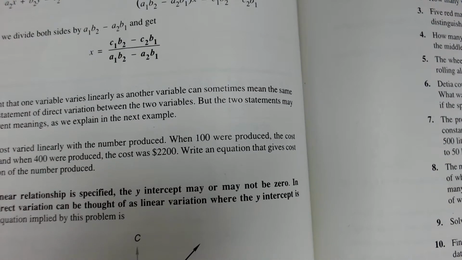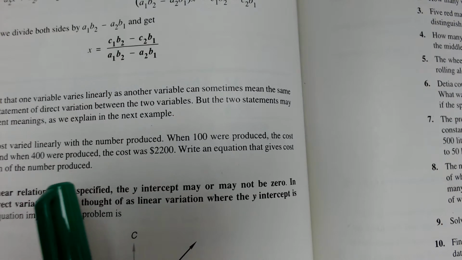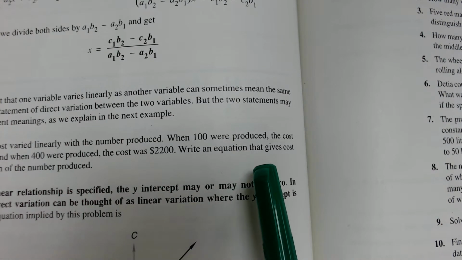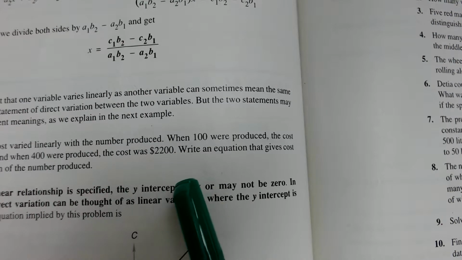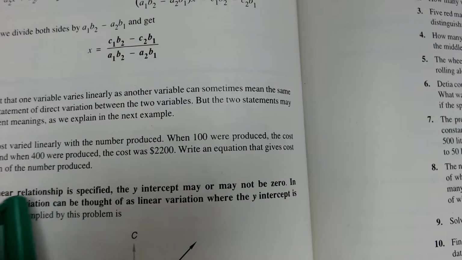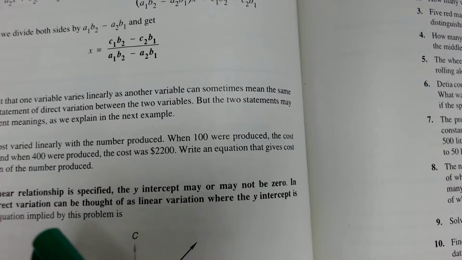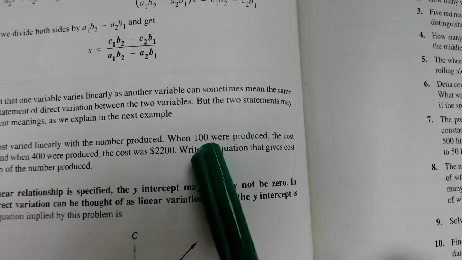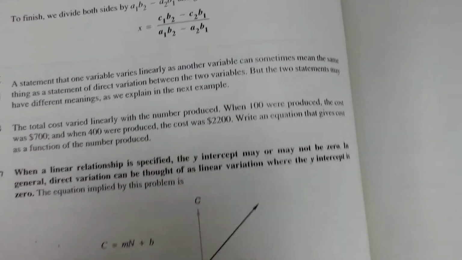So the example they use in the book is: the total cost varied linearly with the number produced. When 100 were produced, the cost was 700. When 400 were produced, the cost was 2200, right? Find an equation that gives cost as a function of the number produced. The equation is going to be a line, and these values of number produced and cost are going to be like x and y coordinates, right?